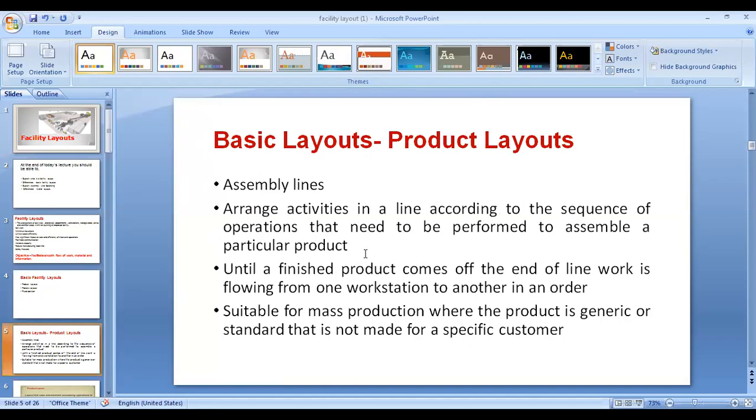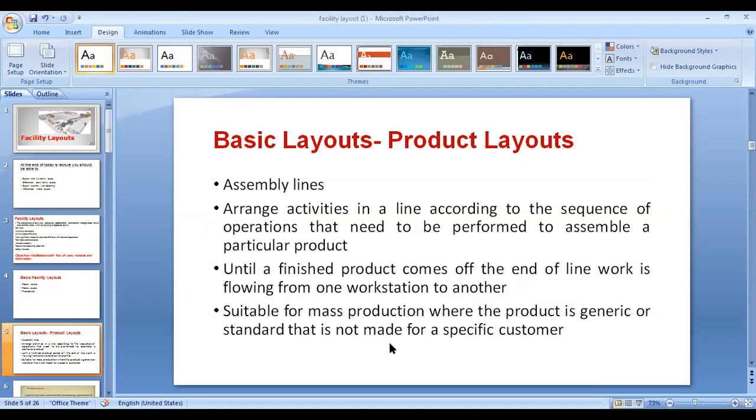So if it is the manufacturing of soap, there are several activities that take place in the factory in order to manufacture the soap. These activities are arranged in a sequential manner if the factory has adopted this product layout strategy. Until a finished product comes off the end of the line, the work is flowing from one workstation to another. So let me read this.